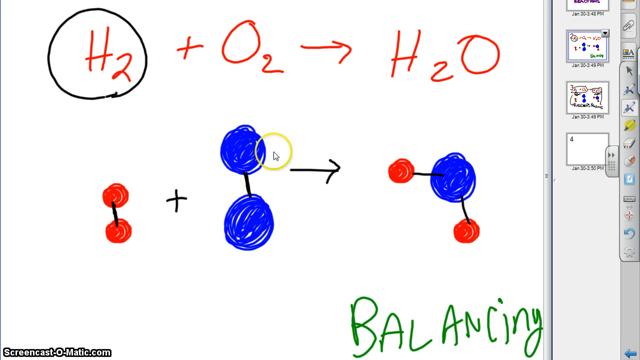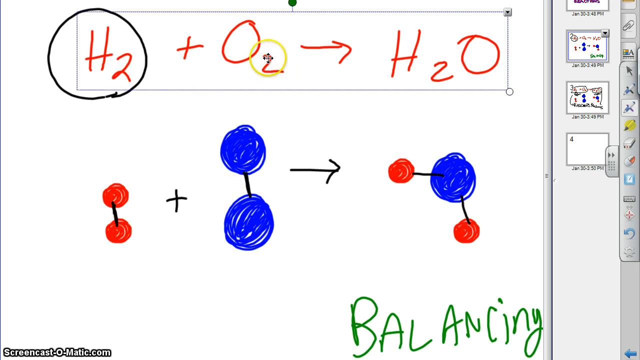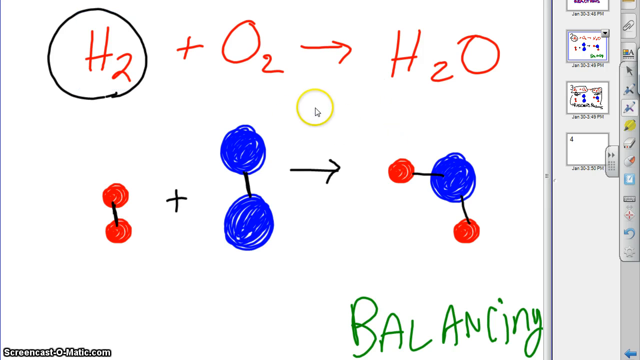We can't change the formula. You can never, ever change a subscript here. You don't balance by changing subscripts. The subscripts represent what they actually physically are. They're their actual formulas, and you can't change them. But what we can do, like I said earlier, is we can bring in more. So right now, we have 2 oxygens. We need 2 oxygens over here.